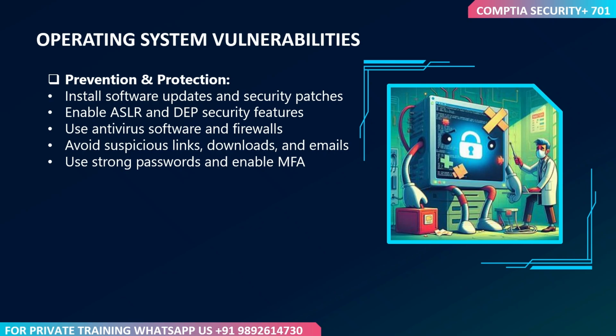Operating system developers also use security features like address space layout randomization and data execution prevention to make it harder for attackers to exploit the vulnerabilities. ASLR randomizes the memory location of key system components, making it difficult for hackers to predict where to inject the malicious code. DEP prevents certain areas of memory from being executed, reducing the chances of successful attacks.